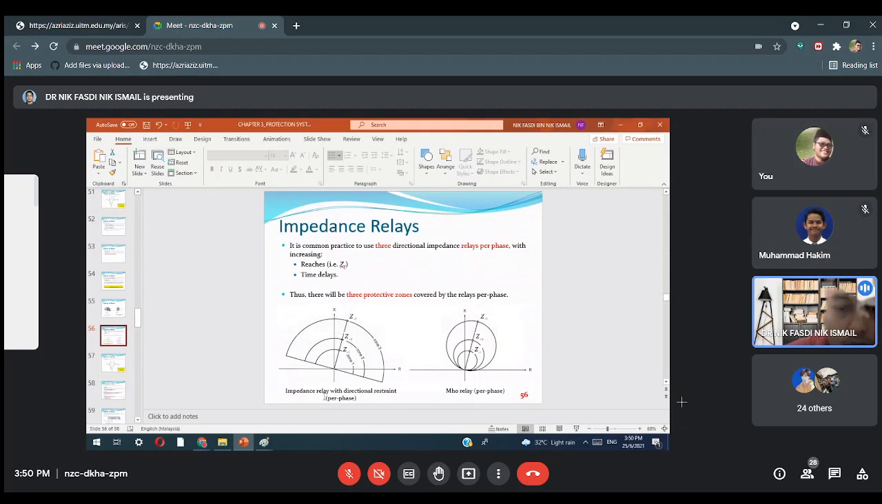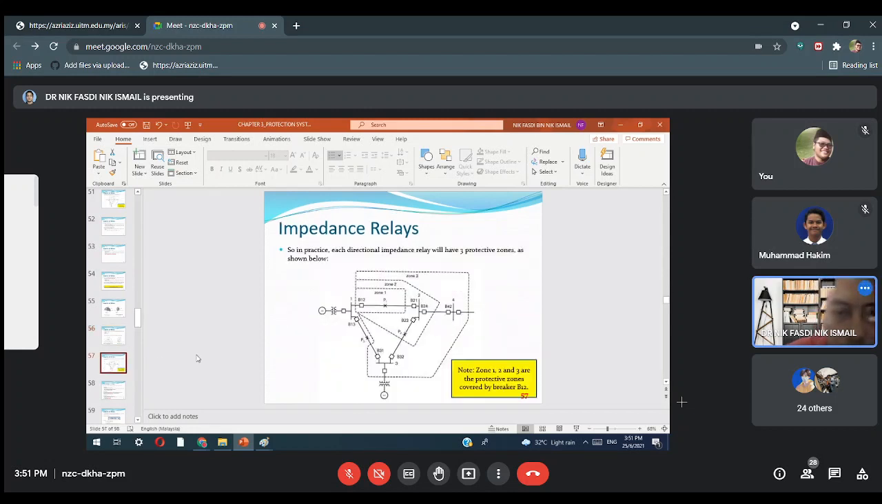Okay. So the relay with directional restraint, the first one, and the second one, the mho relay, are the same: zone 1, zone 2 and zone 3. So R1 is reach 1, reach 2, reach 3. Again, the point must be located within the range, within this half circle. If it is outside, it will not operate.